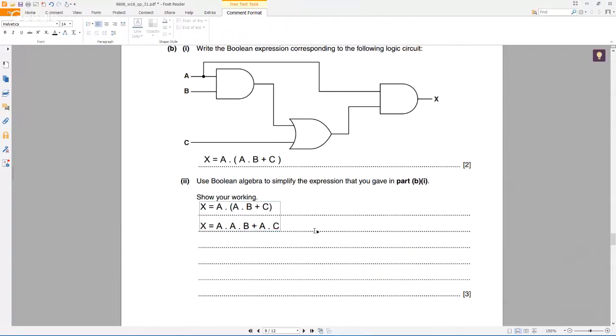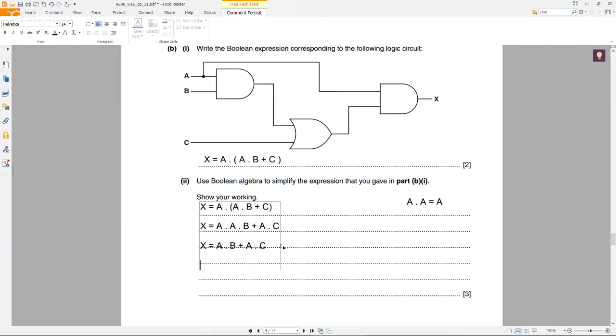So I'm using the distributive property of the dot product, but I know that A and A is always A. Because if A is 0, 0 dot 0 is 0. If A is 1, 1 and 1 will always be 1. So I can remove that A dot A and convert it into A, and then I have A dot B plus A dot C.